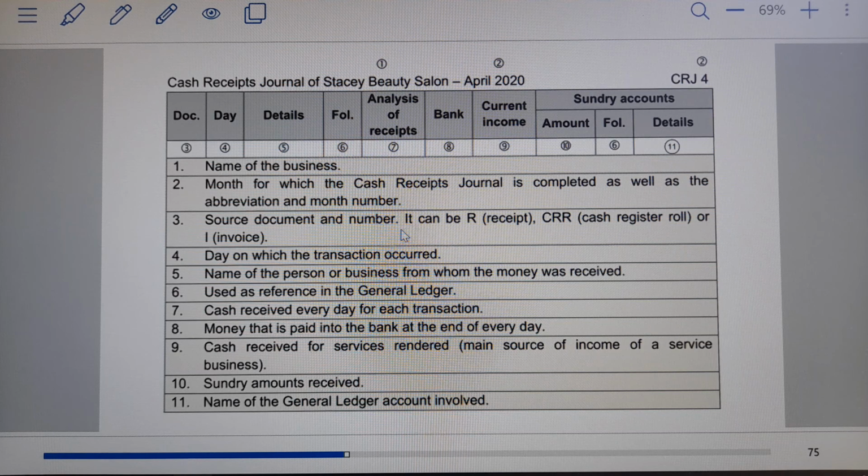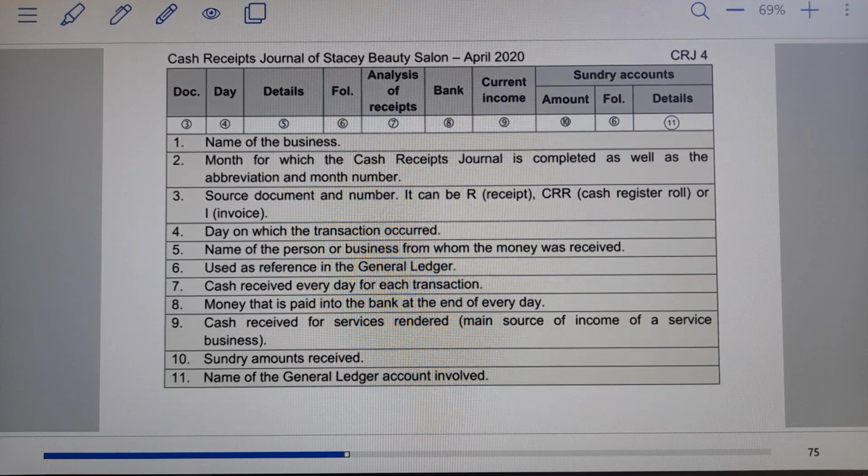And then number 9, it's for current income. Remember, current income is for services rendered. So services rendered, we put them here. Okay, and number 10, it's sundry account. If it's any money that is not in the table, we put it on the sundry account. Okay, and number 11 is details, name of the general ledger account involved. Okay, we will see this in detail as we continue. So now we know how the CRJ looks like and what goes in that table.